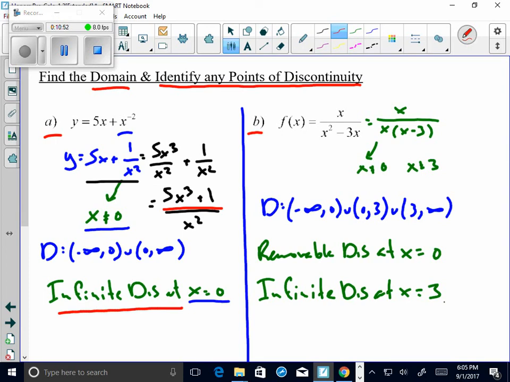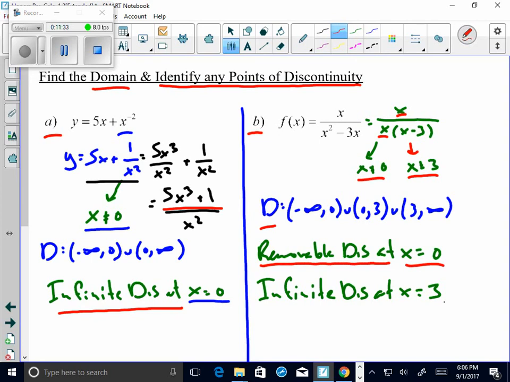So for our f of x, right here we've got x over x squared minus 3x. And if we factor the denominator, we can say that we've got x times x minus 3 in the denominator. Now right here we've got x equals 0 and x equals 3 as both being zeros of the denominator. So our domain is going to be negative infinity to 0, union with 0 to 3, union with 3 to positive infinity. Right here, the factor that gives us 0 as a zero of the denominator, just x, is also a factor of the numerator. So we can say that that's going to be removable discontinuity at x equals 0.